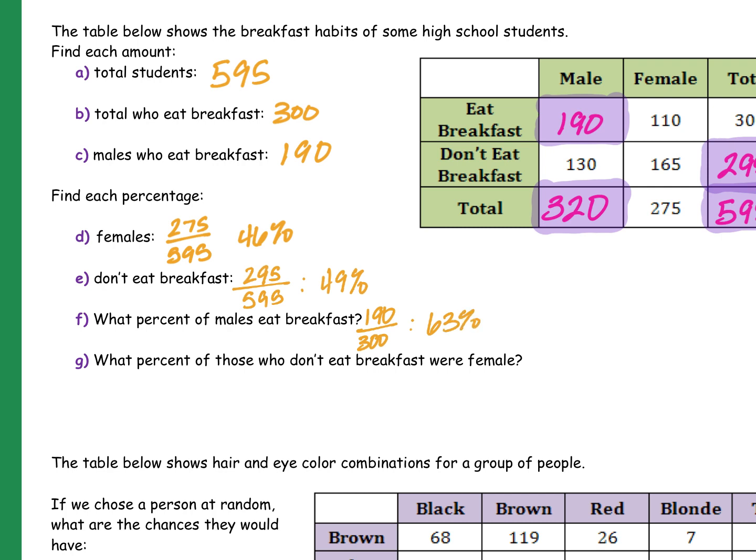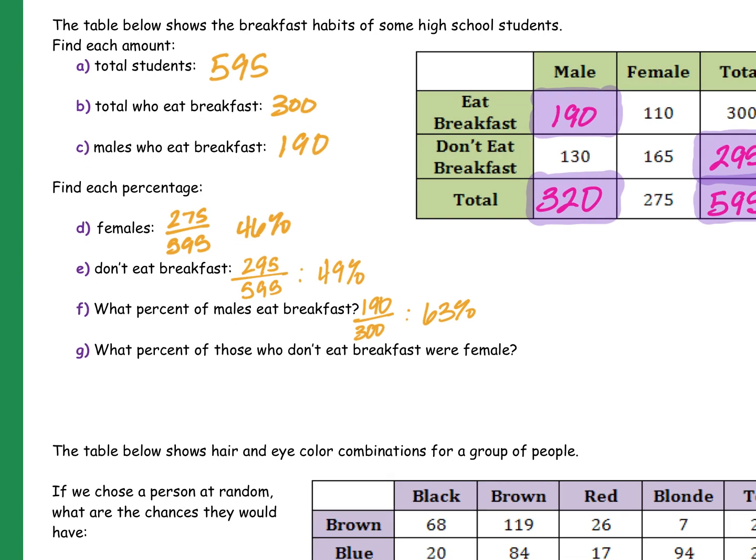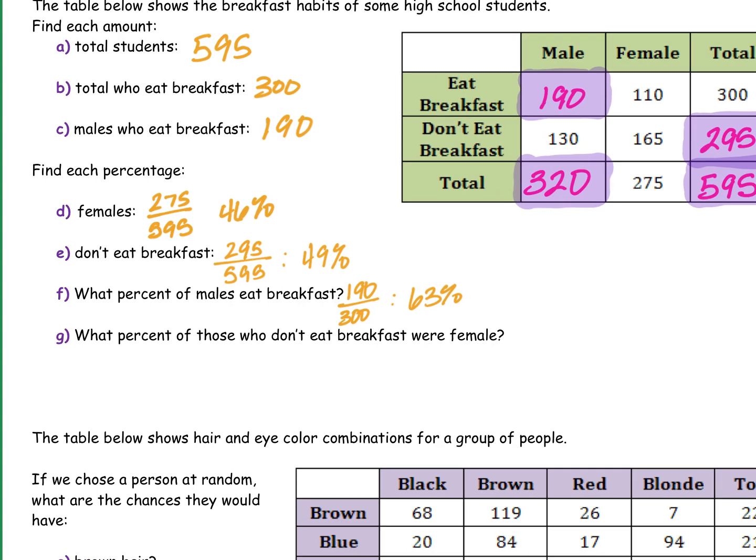Does that make sense on that one? So what percentage of males eat breakfast? It'll be males over those that eat breakfast. This one's a little twisted. It says what percent of those who don't eat breakfast were female? So how many were female? 165, out of 295 that don't eat breakfast.